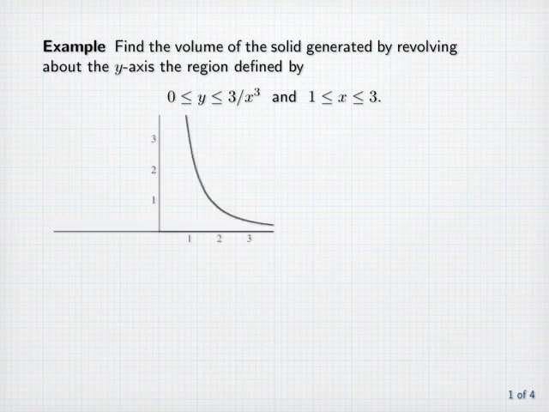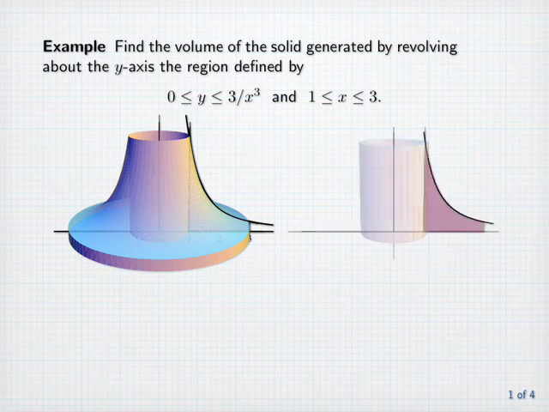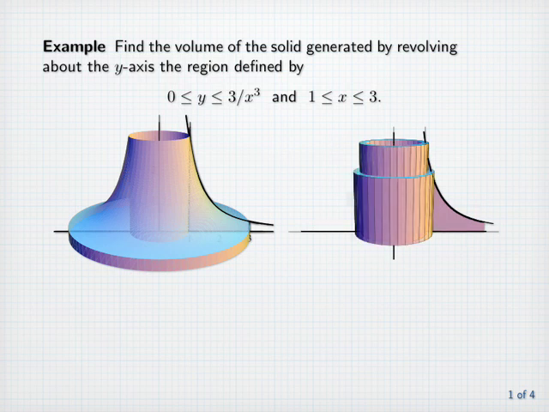Now here's the graph of y equals 3 divided by x cubed, and the region of interest between x equals 1 and x equals 3. The solid obtained by revolving the region about the y-axis looks like this. We'll approach the volume calculation by thinking of approximating the solid with cylindrical shells. This animation shows an approximation with 10 cylindrical shells added one after another.